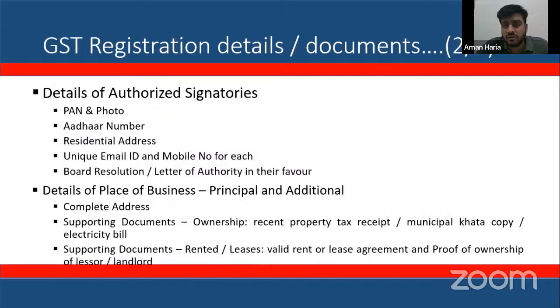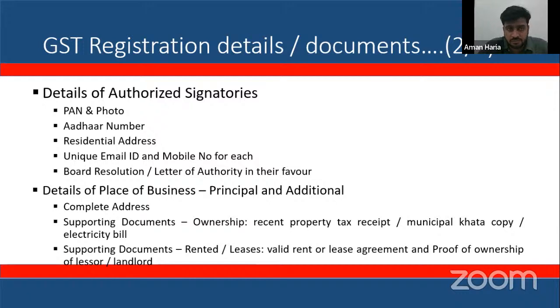Next is the set of authorized signatories. These authorized signatories may be the director or partner or some other individual of the organization. In case he is another individual, then again you need to provide his PAN, his photo, his Aadhaar number, residential address, unique email ID and mobile number, and most importantly a board resolution which appoints such person as authorized signatory, or a letter of authority which is issued in their favor by the directors or the board of directors.